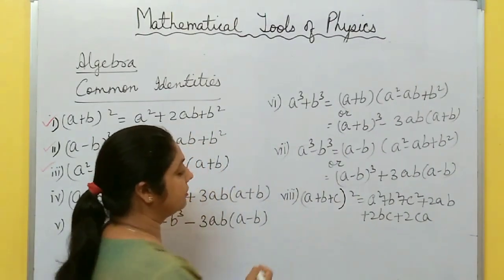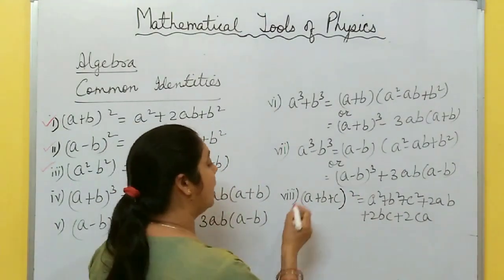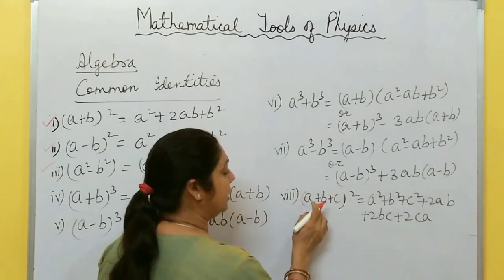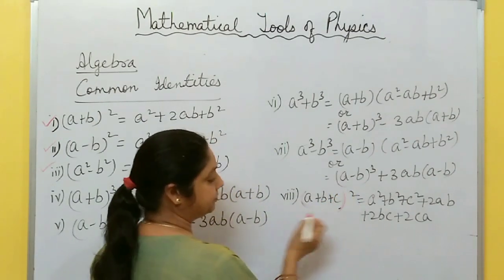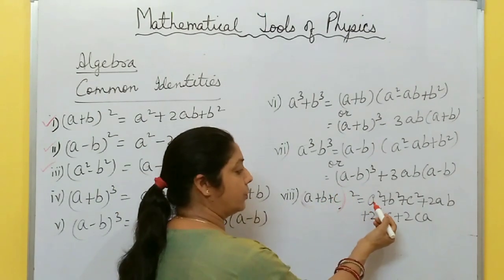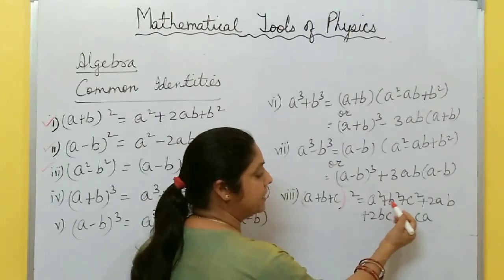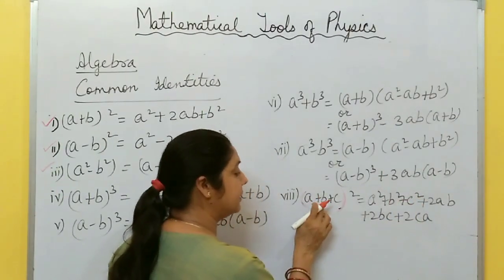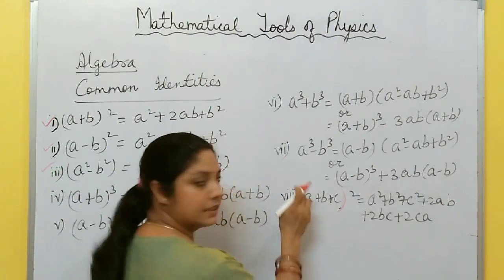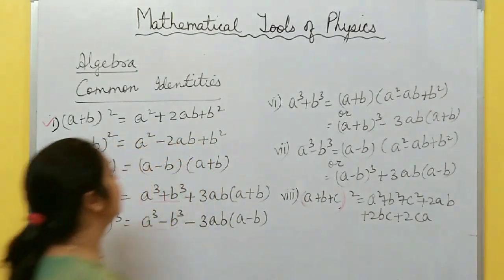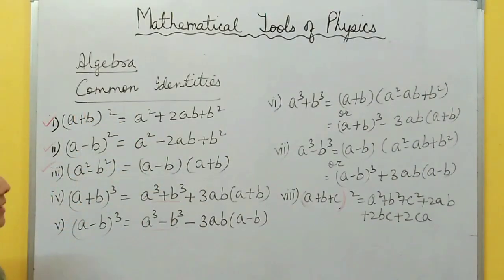Then the last one: if there are 3 terms a, b, c, how do you square these 3 terms? (a + b + c) whole square. Just simply write the square of all 3 terms: a square plus b square plus c square plus 2ab plus 2bc plus 2ca in cyclic order. Okay, in this way these are some common identities. You have to revise all these formulas, and the first 3 are very important. Okay, please take a screenshot.